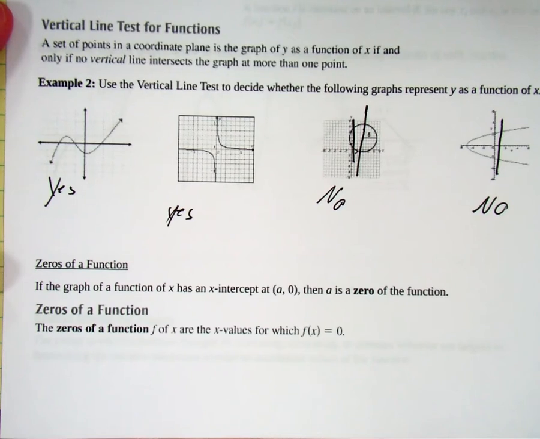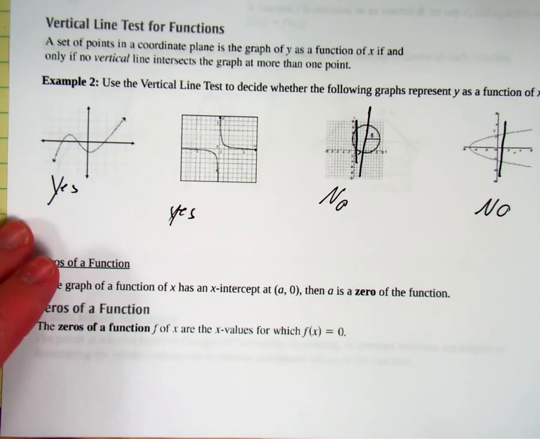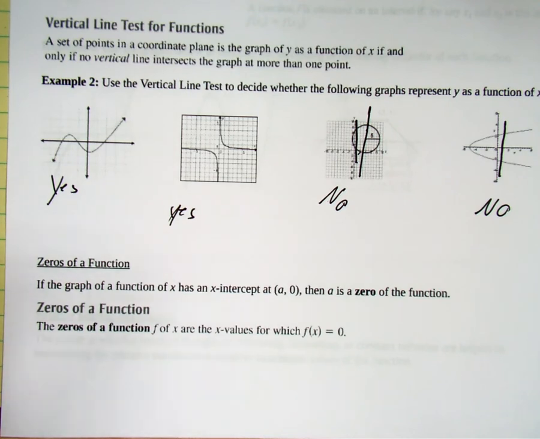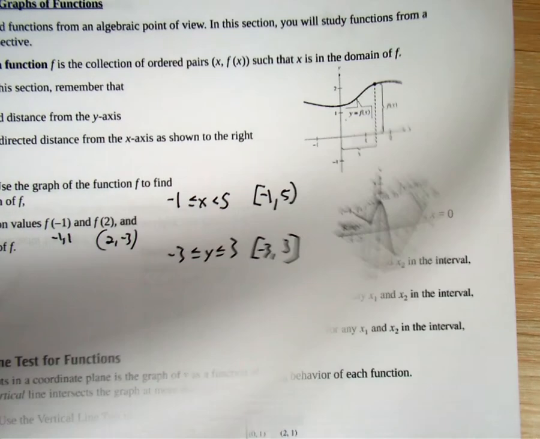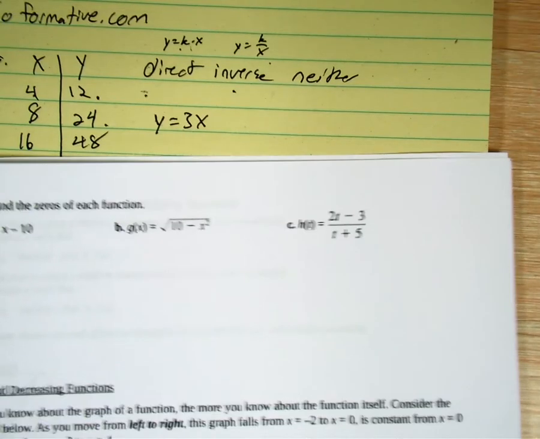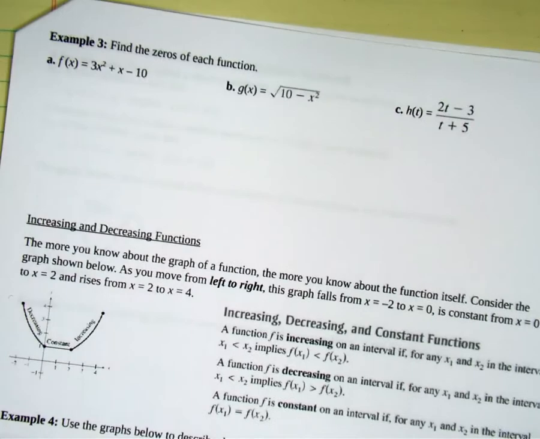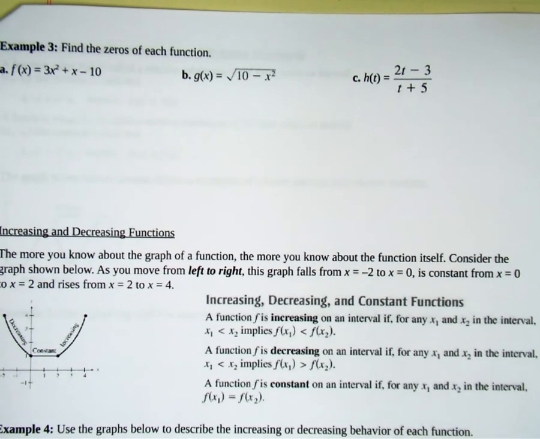If the graph of a function of x has an x-intercept of a comma 0, a is a zero of the function, or root. The zeros of a function f of x are the x values for which f of x equals 0. You know those from Algebra 2. So let's review finding those algebraically, or you could find them graphically. We're going to find them algebraically here.